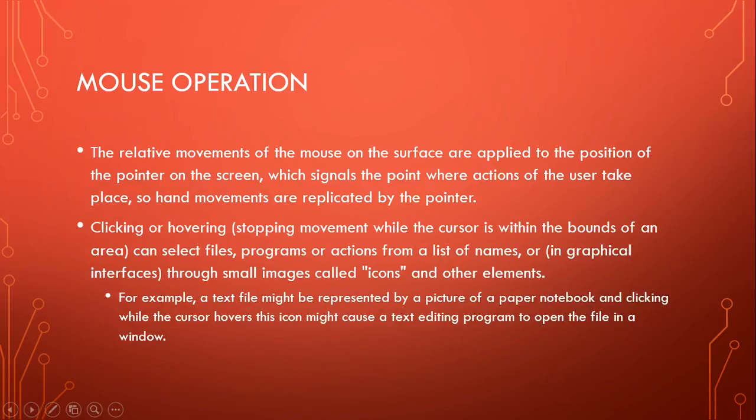Now, clicking or hovering, which is stopping movement while the cursor is within bounds of an area, can select files, programs, or actions from a list of names, or in GUI elements, through small images called icons or elements. For example, a text file might be represented by a picture of a paper notebook, and clicking while the cursor hovers over this icon might cause a text editing program to open the file in a window.